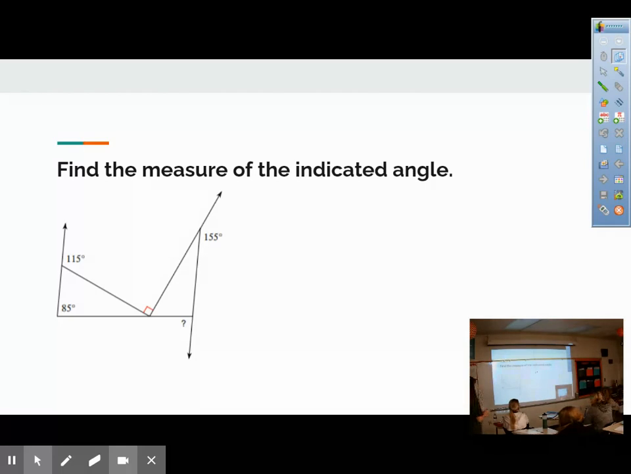Alright, Lakin's gonna explain to us how she figured this one out. Again, I heard some really good conversations, and I even liked how I heard people using different methods to still come up with the correct answer.